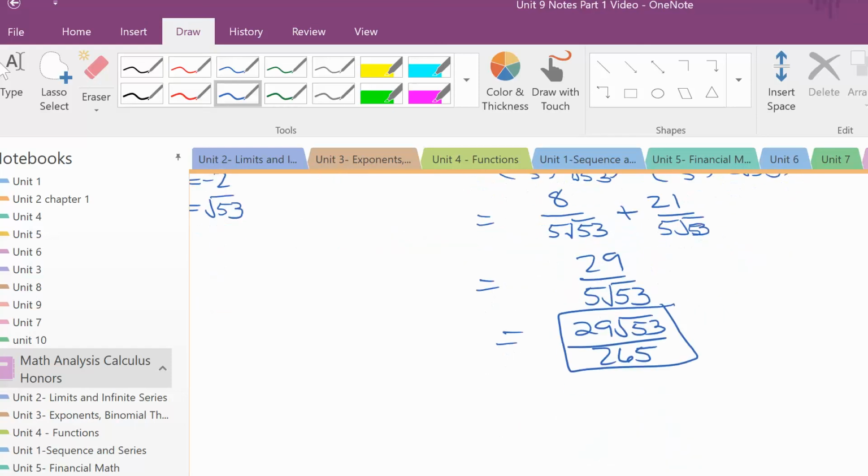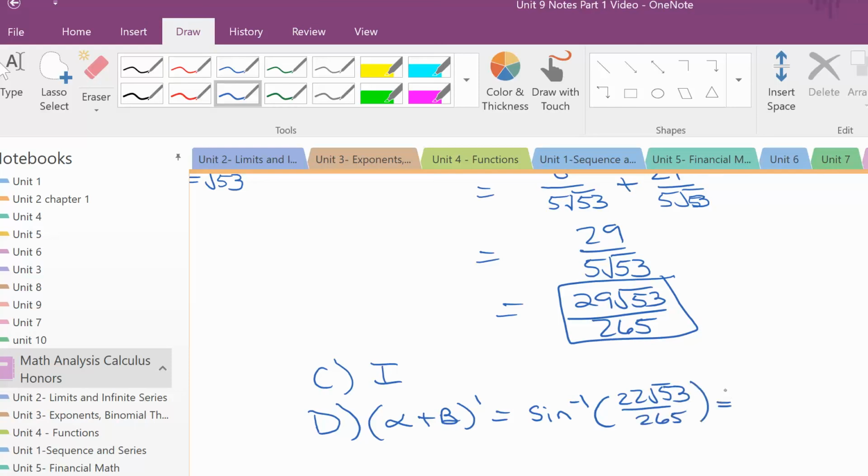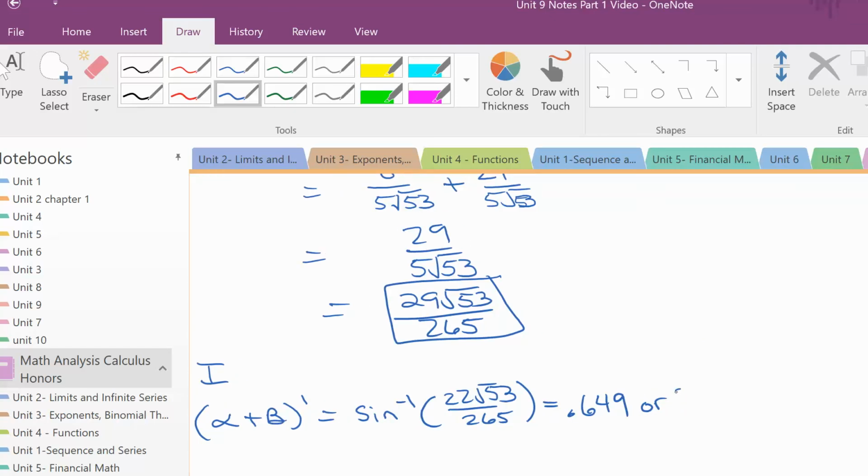Well, they're both positive. So that means for part C, it's in quadrant 1. Part D, you want to find the reference angle of alpha plus beta. And the reference angle is, we'll take the sine inverse of 22 rad 53 over 265. And when you type that in your calculator, you get 0.649, or in degrees, depending upon how you do it, because it doesn't specify, so you could do it either way.